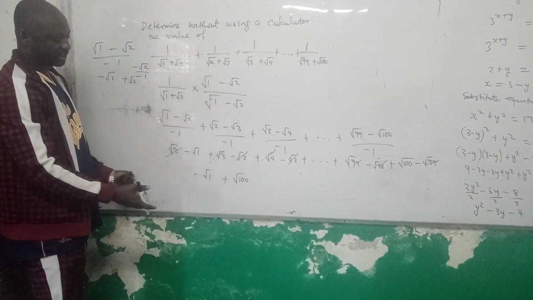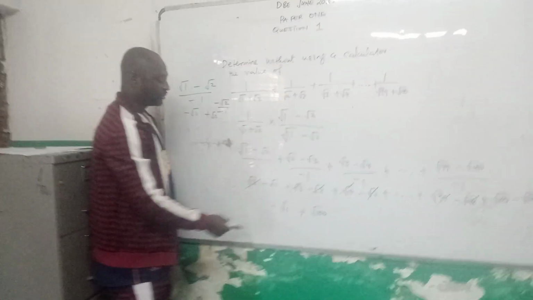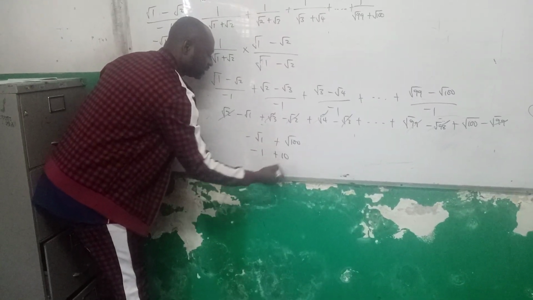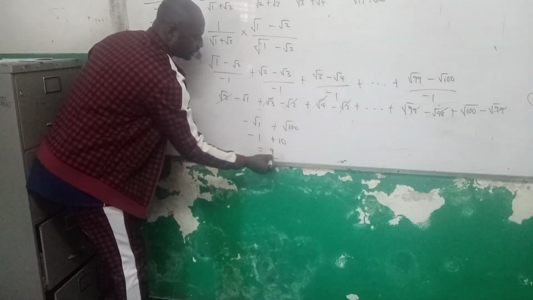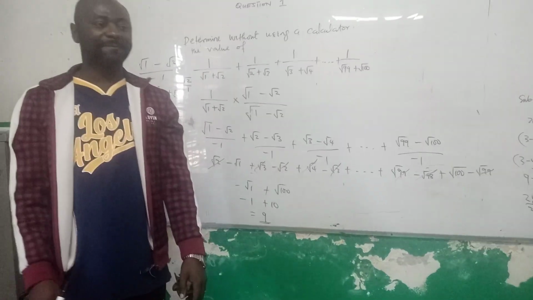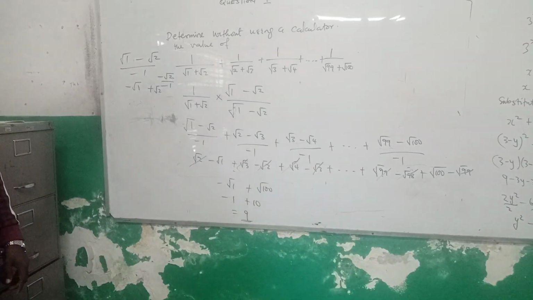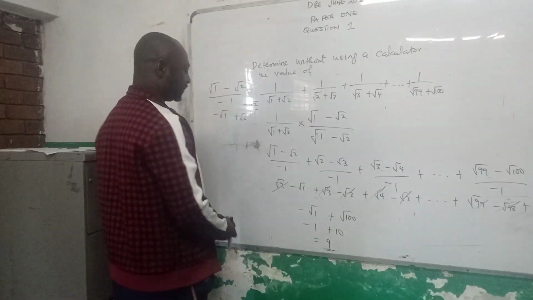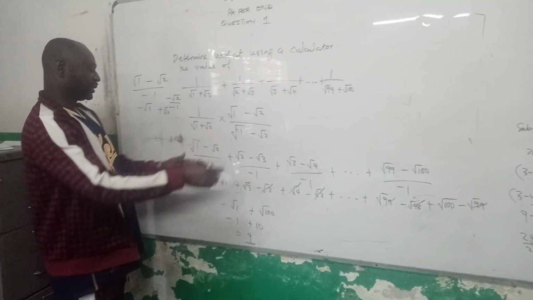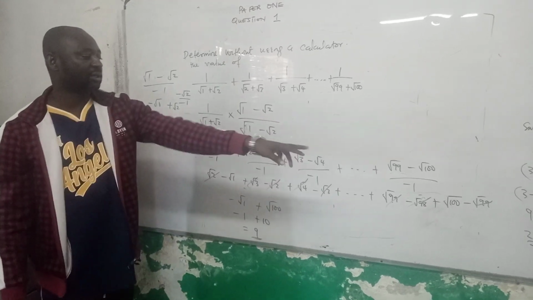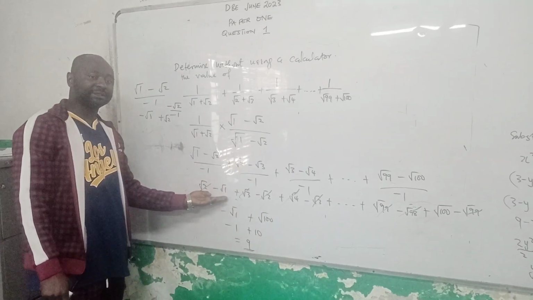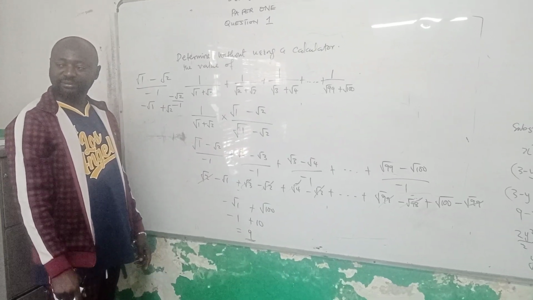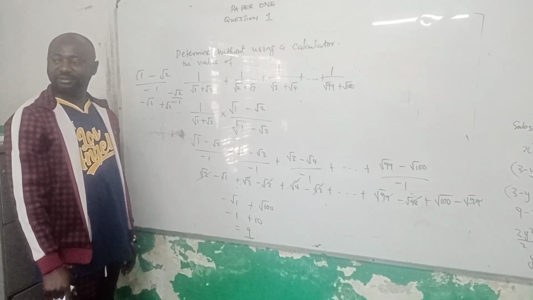This is what I'm going to get. And what is square root of 1? Minus that is minus 1. Square root of 100 is 10. And this will give me 9. That's my answer. So the answer is 9. All the other terms will be cancelling except the minus root 1 and root 100, because those are the starting and the finishing ones, which cannot be cancelled, because there's no number to cancel root 1.